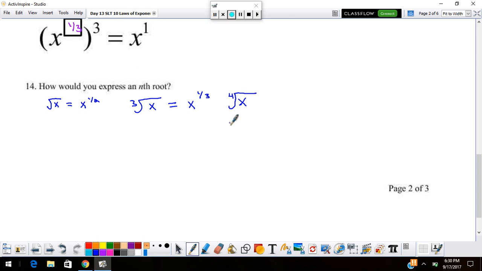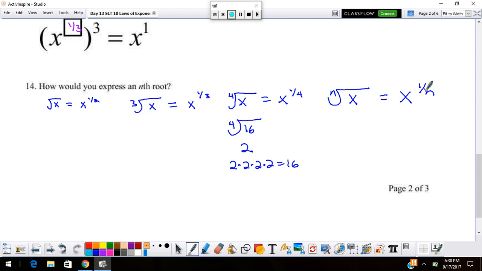Like for example, if I had the fourth root of 16, that would be 2 because it's 2 times 2 times 2 times 2 is 16. The fourth root of x we would write as x to the 1/4. So therefore, if I've got the nth root, what number multiplied n times gives me x, I could write that as x to the 1/n.